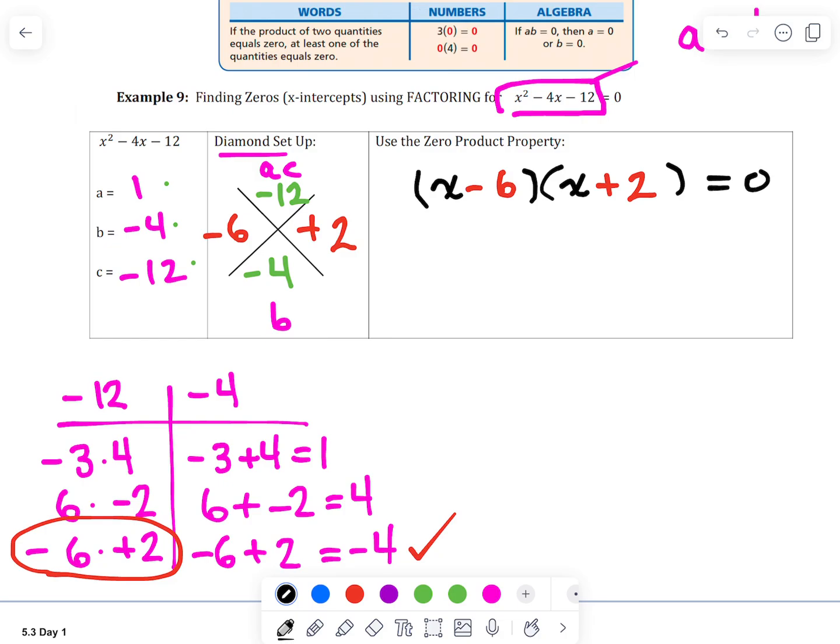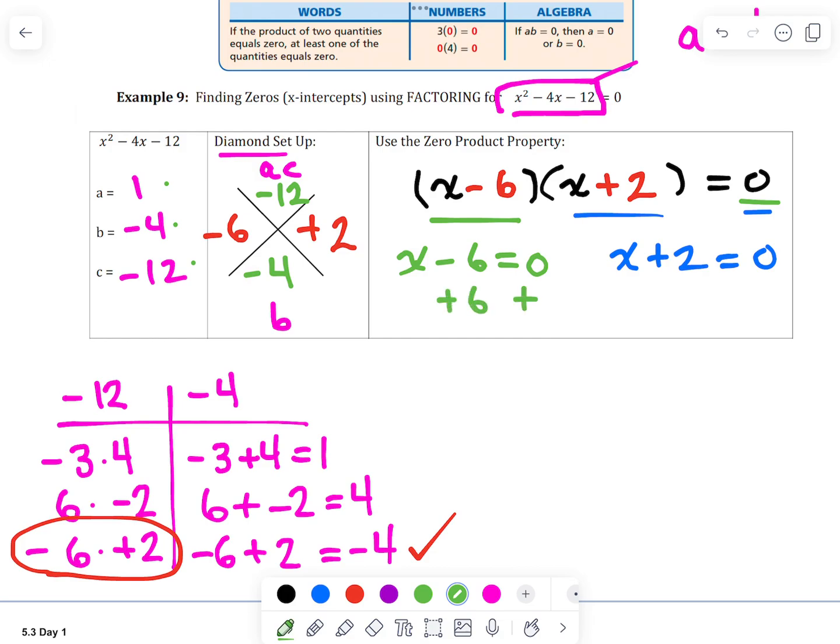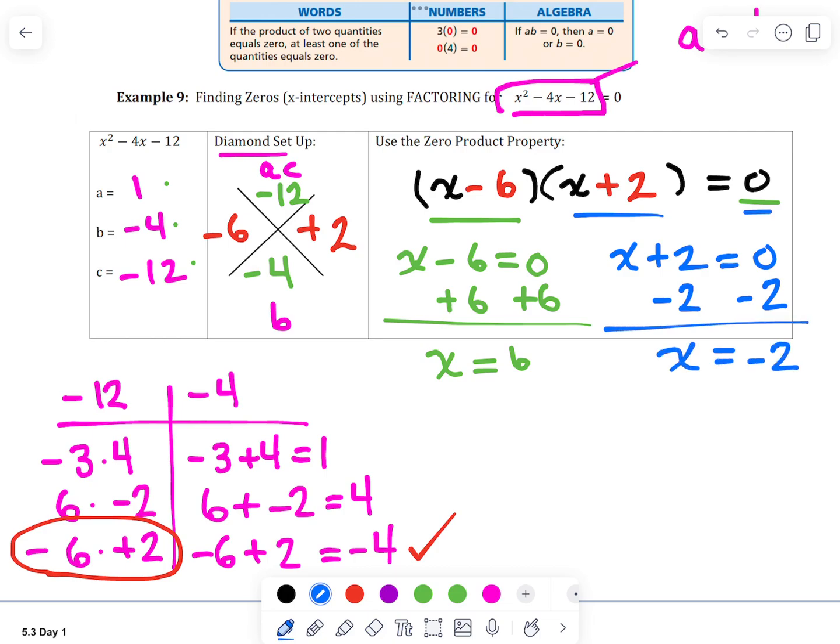Now we're going to go ahead and use the zero product property. Here's what happens. We set each parentheses equal to 0. So we have x minus 6 equals 0, and then we have x plus 2 equals 0. So we set the factors equal to 0, and then we just solve them like we would do a linear equation. We would add 6 to both sides, and we get x equals 6. We would subtract 2 from both sides, and we get x equals negative 2.